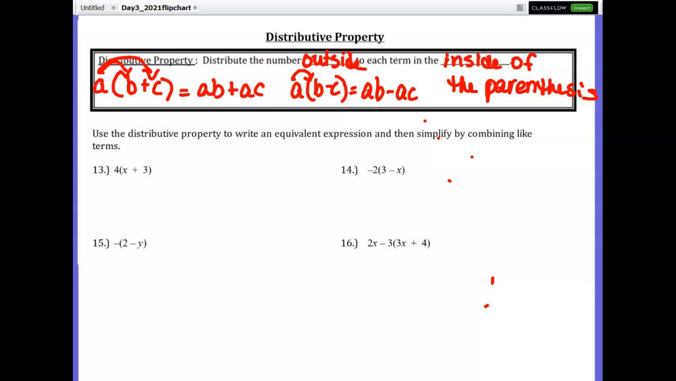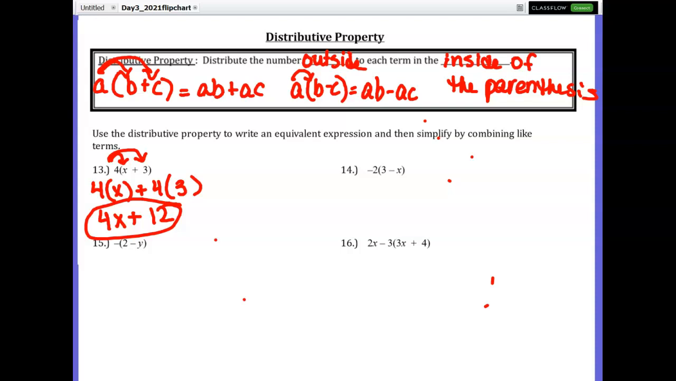So what that means is we're going to get it to the point where, if we have any like terms, we need to add them together, okay, or subtract them. All right, so we're going to start out easy. We're not going to have to combine like terms. We're just going to take the 4 times the x and the 4 times the 3. Okay, so everything on the outside of the parentheses times everything on the inside. This becomes 4x, and 4 times 3 is 12. Nothing to combine, so our final answer is 4x plus 12.